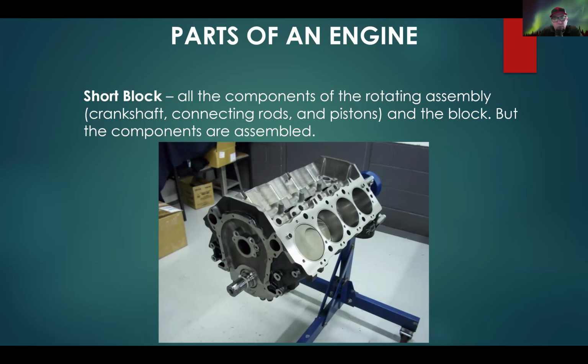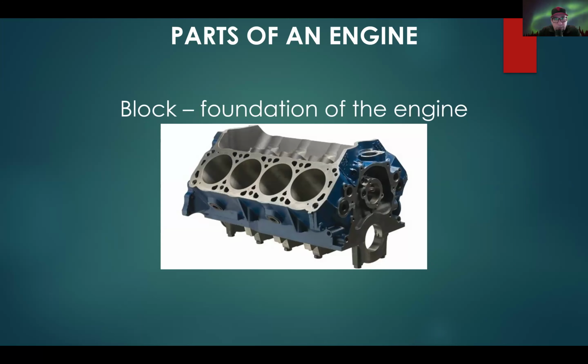Okay, when we put the crankshaft, connecting rods, and pistons into the block, it can then be called a short block, if we want to get into terminology a little bit. Now, like I said, the block is the foundation. This is a V-type engine that we're looking at here. I can tell because there are 4 cylinders on this side and 4 cylinders on the other side. So this is a 90-degree V engine, okay?